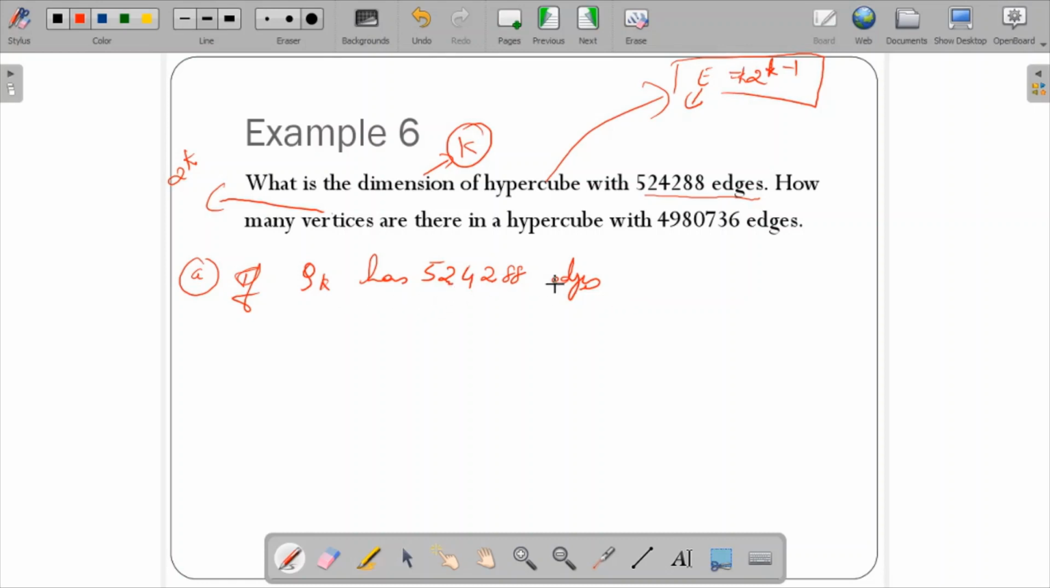So if Q_K has 524288 edges, then we know that K into 2 to the power K minus 1 is given as 524288. Now this term you should get in terms of 2 to the power something. Try to trace it and find 2 to the power how much you will get for this particular term. If I put 2 to the power 19, I would get 524288. So this is equal to this, 2 to the power 19 also is equal to this.